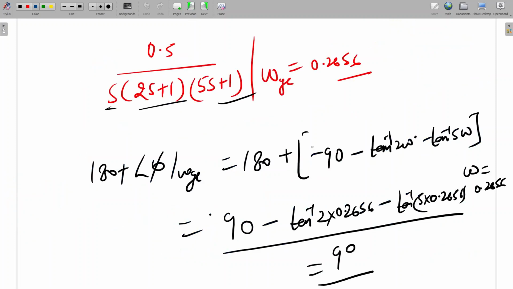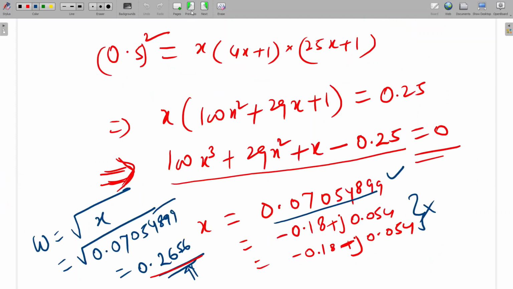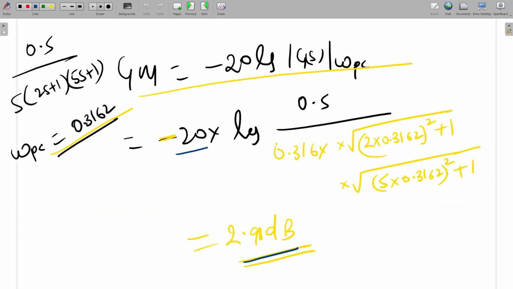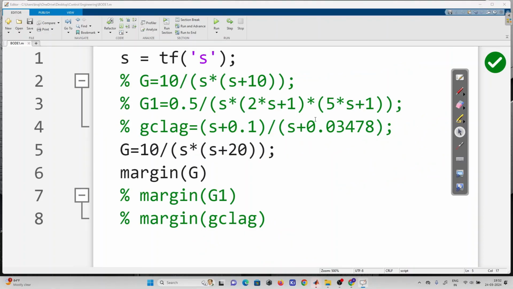It is the additional amount of margin that the system can tolerate: if this much gain disturbance is introduced, it will still be stable. Higher the gain margin and phase margin, the system will be relatively more stable. So phase margin is 9 degree and gain margin is 2.9 dB. The same thing we'll see in the Bode plot in MATLAB. So let's go to that interface. This is the transfer function, I think this one, the second one.